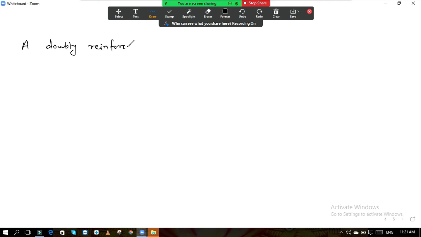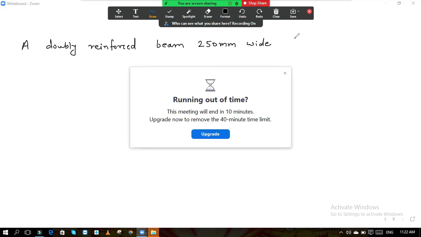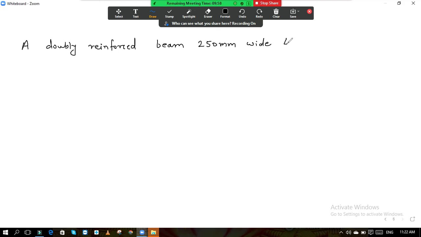a doubly reinforced beam, 250 mm wide, and 450 mm depth to the center of tensile reinforcement.